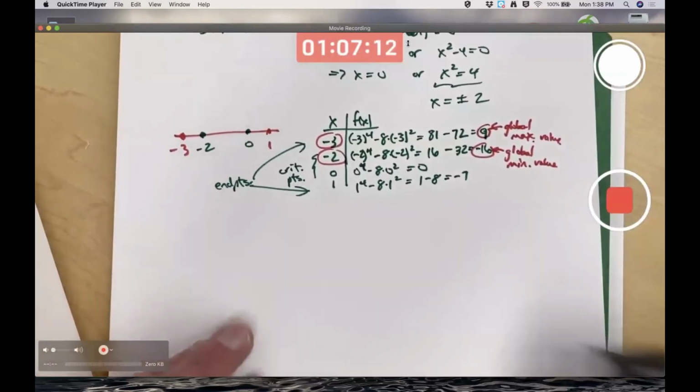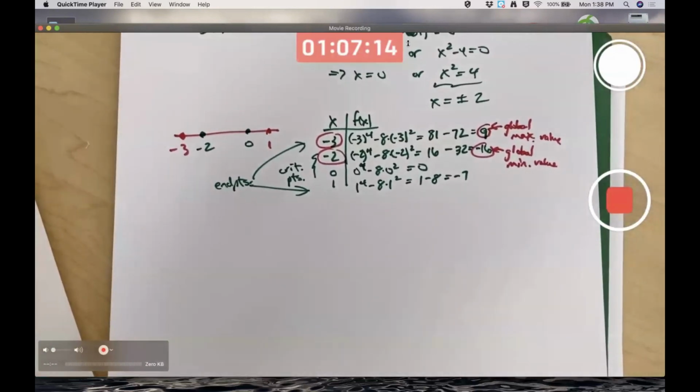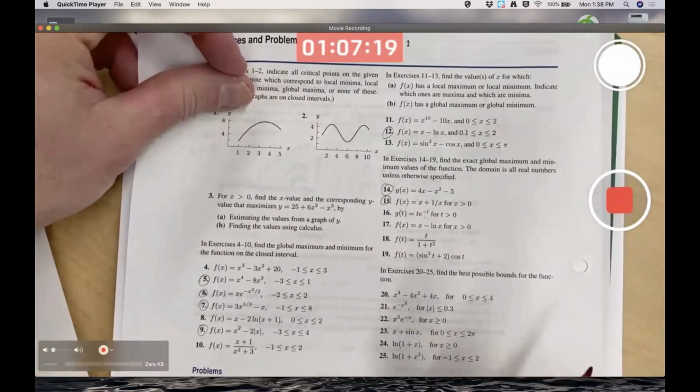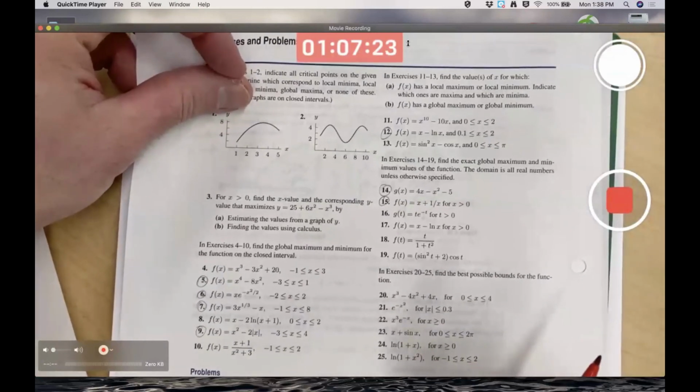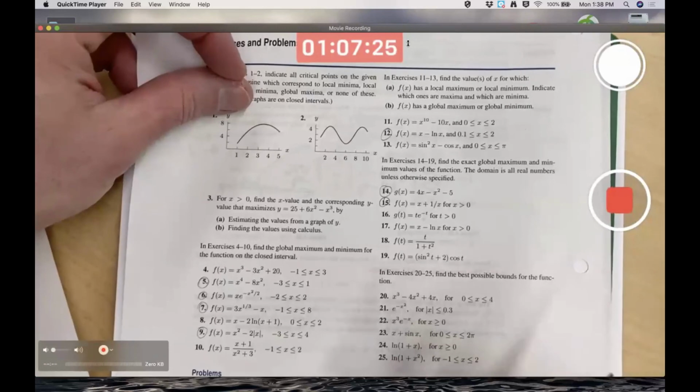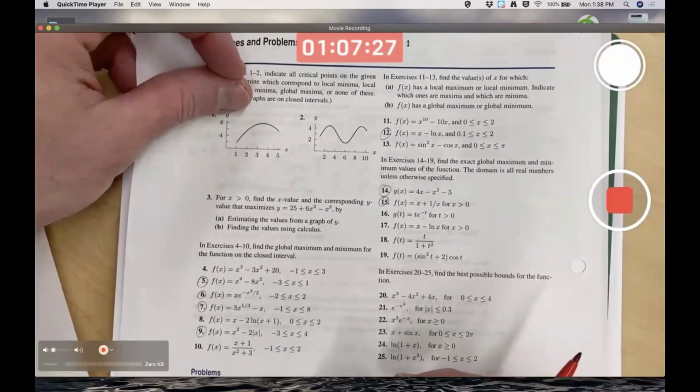But we didn't have to do that in this problem because they only asked for global max and global min values. Find the critical points, plug in both the critical points and the endpoints of the closed interval to do that.